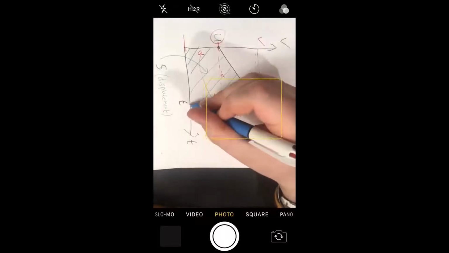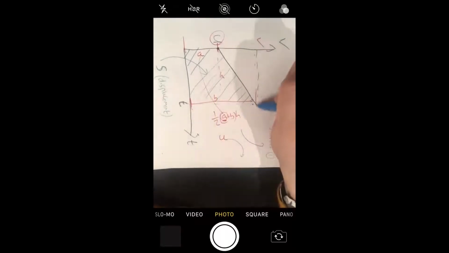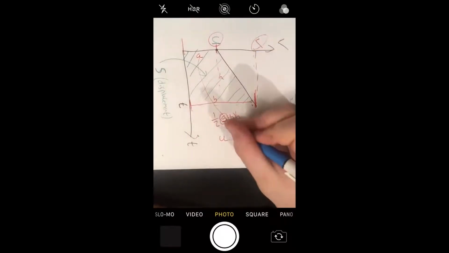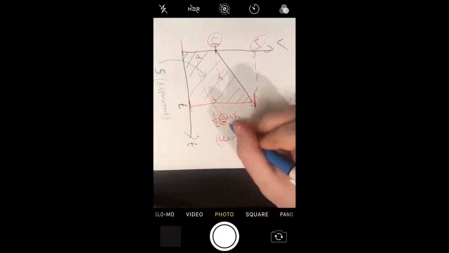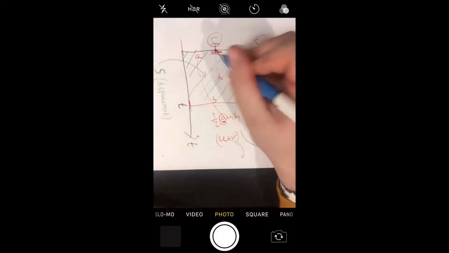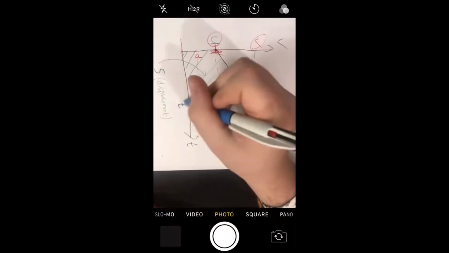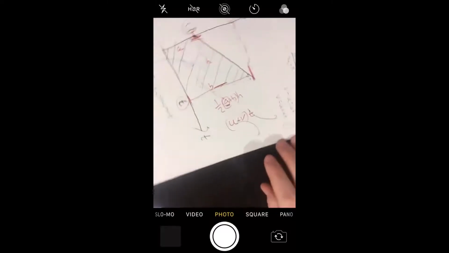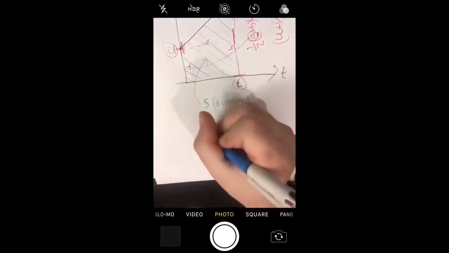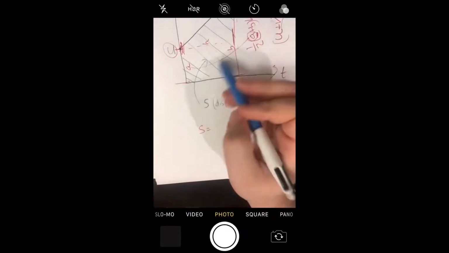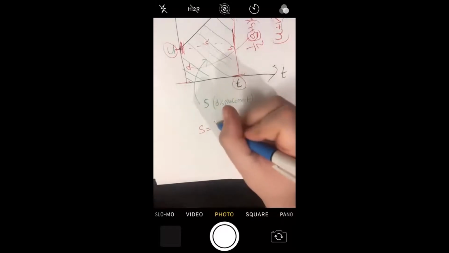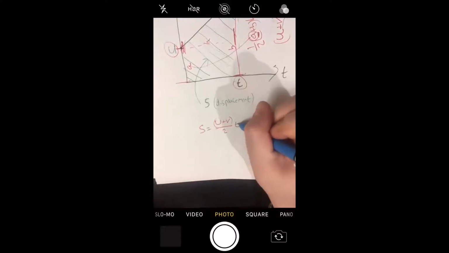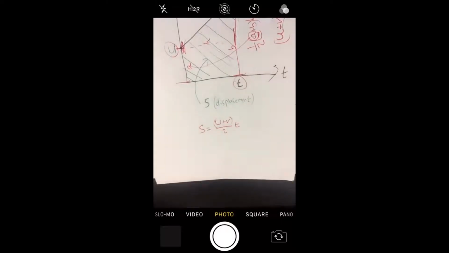and b is the distance between here and here, which we can see is v. So I can replace b with v. And this h is the distance from this line to this line, which we can see is actually t. So that gives us this formula. I'm going to put this formula down here. S, which is the area underneath this trapezium, is equal to u plus v all over 2 multiplied by t. And that is our second formula.